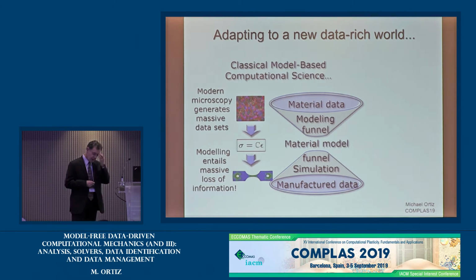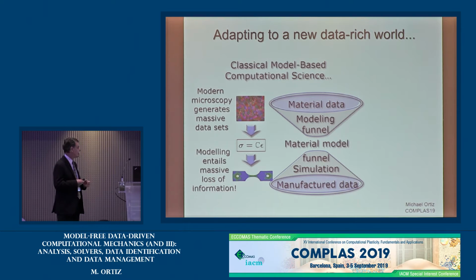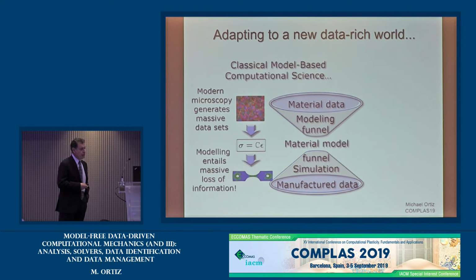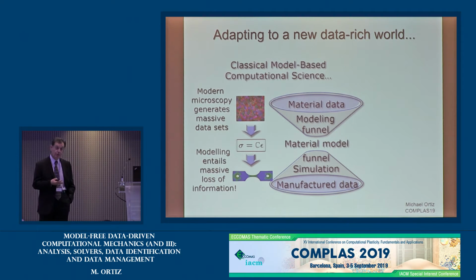And so if you look at the role of material modeling in traditional computational mechanics and computational science, nowadays, as I said, you would have full field microscopy providing mountains of data, and then when you do material modeling, you reduce all that information to just a few parameters. Parameters that depend on the model that you assume. So you make assumptions about the functional form of your model. That model is parameterized by a few parameters, and then you identify them based on the data, and you throw away the rest of the experimental data.